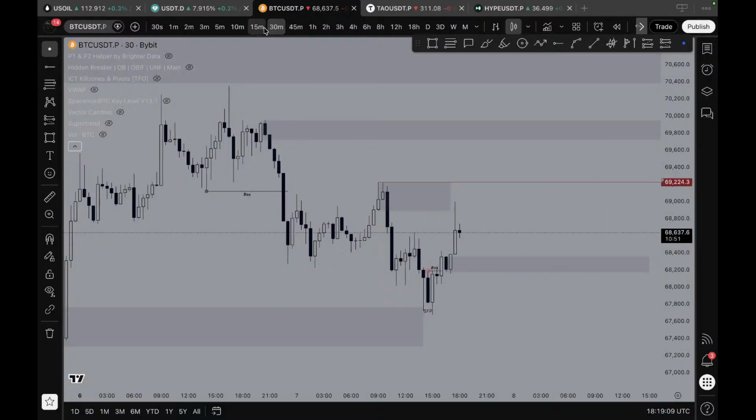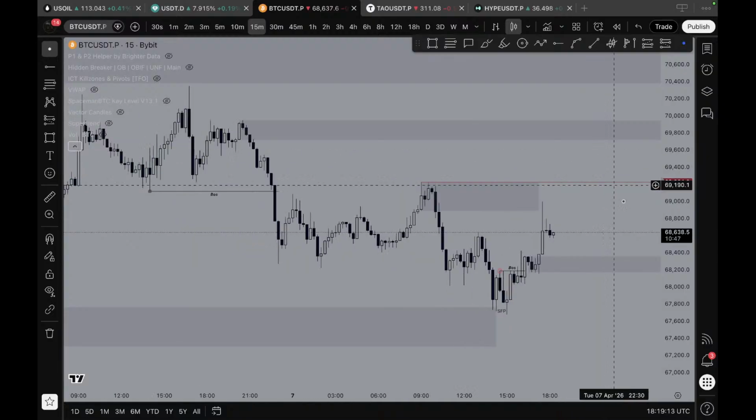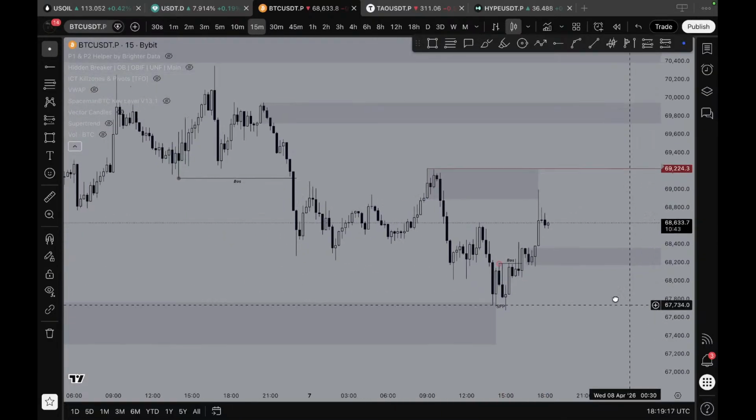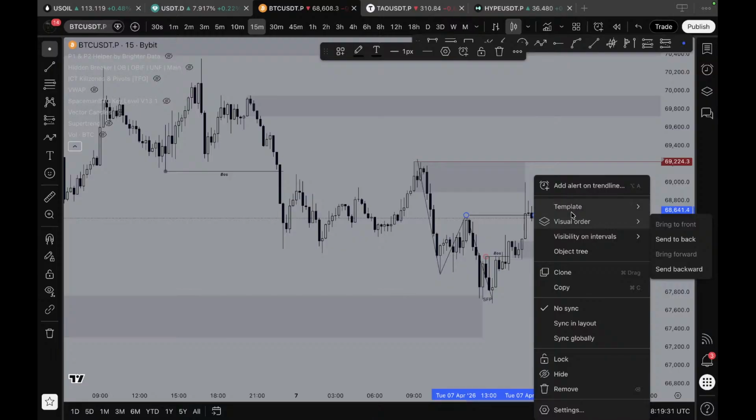And then let's see on 30, also pretty clean demand. This supply just got taken out. And on the 15, we have also this as structure with low, lower high, lower low. And price is now trying to break that back to bullish.